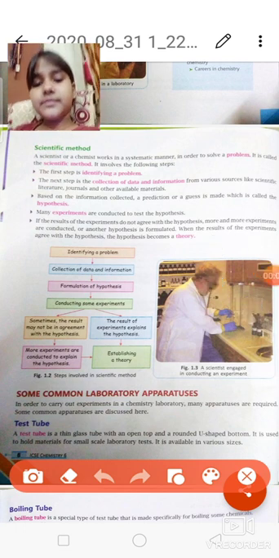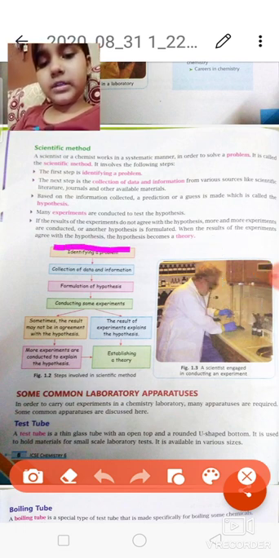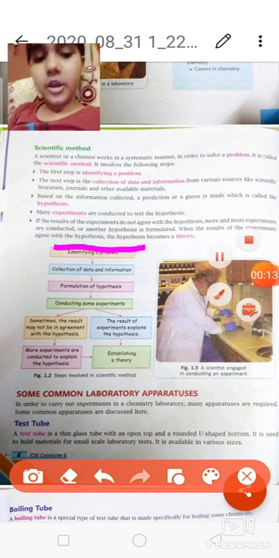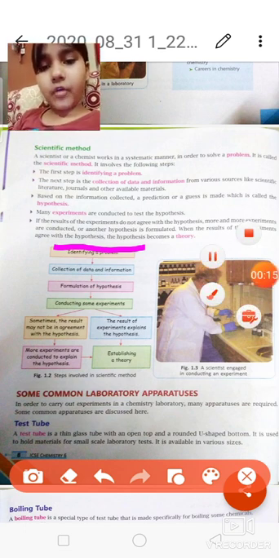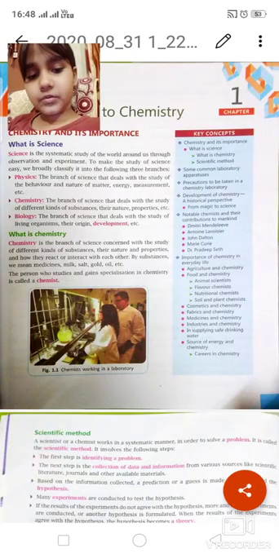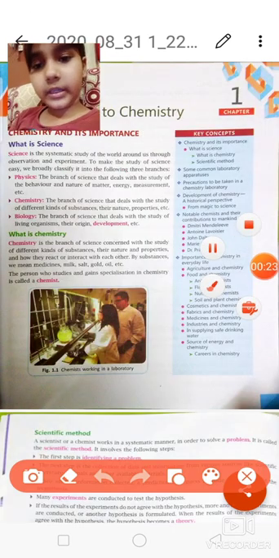Introduction to chemistry. I told you that we have done till here and we'll continue with it. So I would like to tell you what we have learned. Let's have a look at what we learned till now in this chapter.